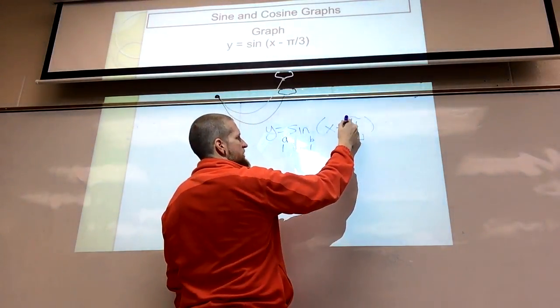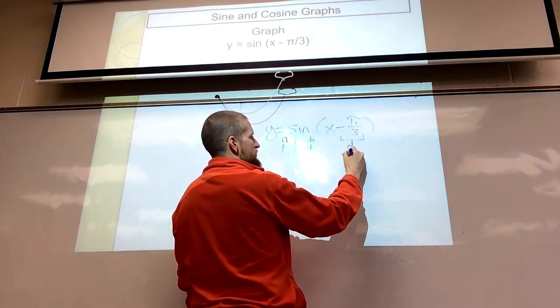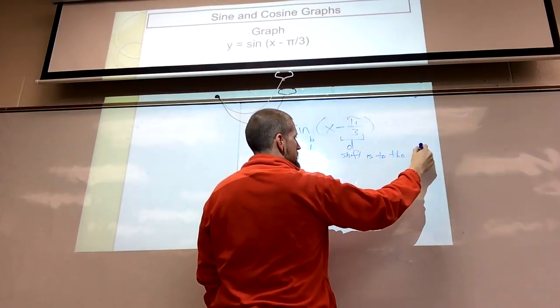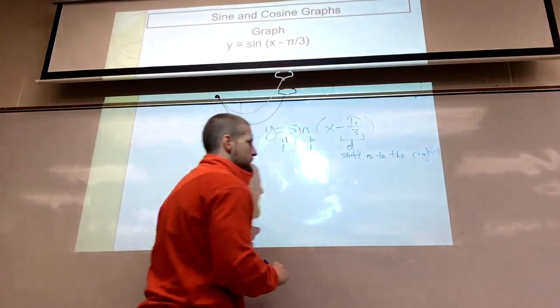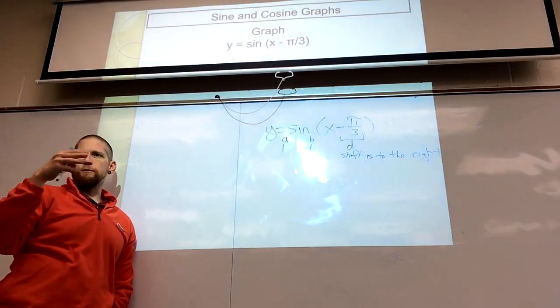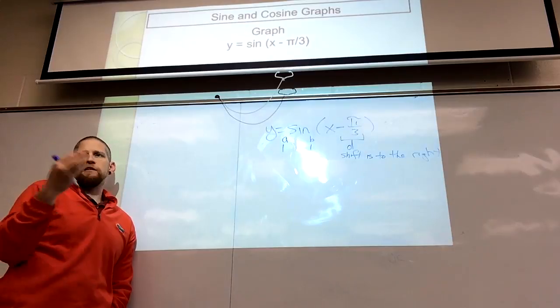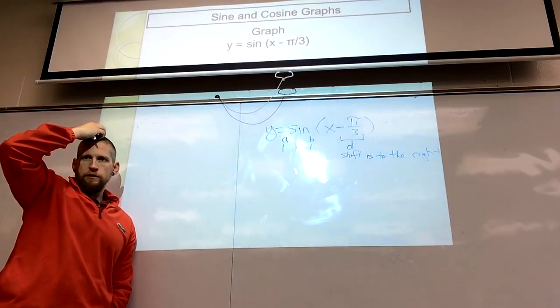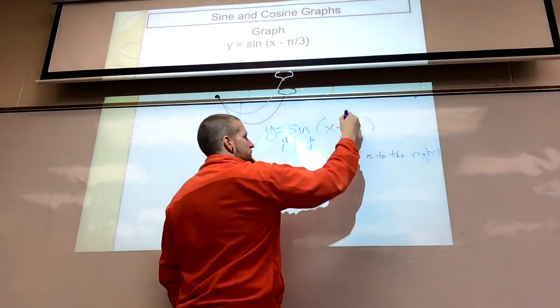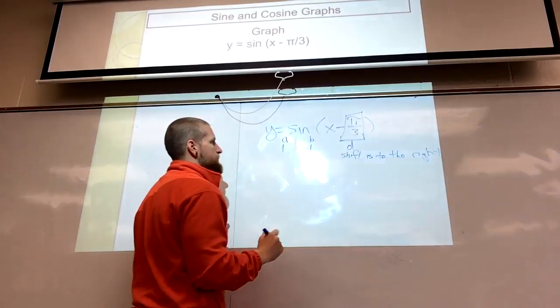Since this is a minus, that means that the shift is to the right. So I'll start this one out like I did the other one, where I'll draw the base graph, which would just be sine x, and then we'll shift it. Is D just pi over 3 or is it negative pi over 3? Pi over 3.